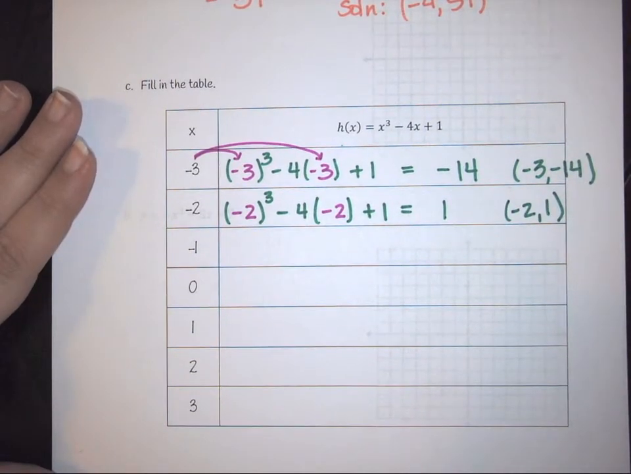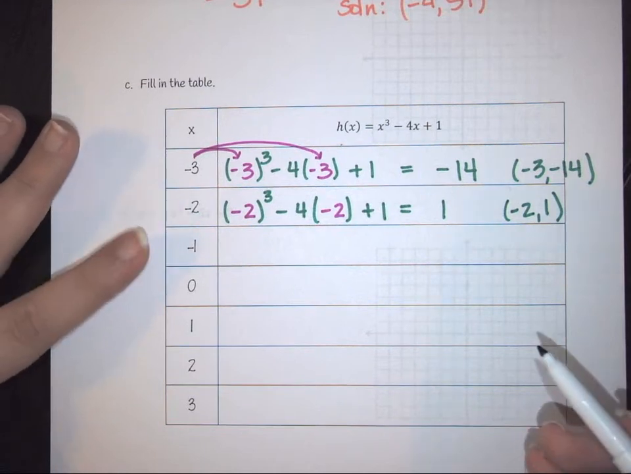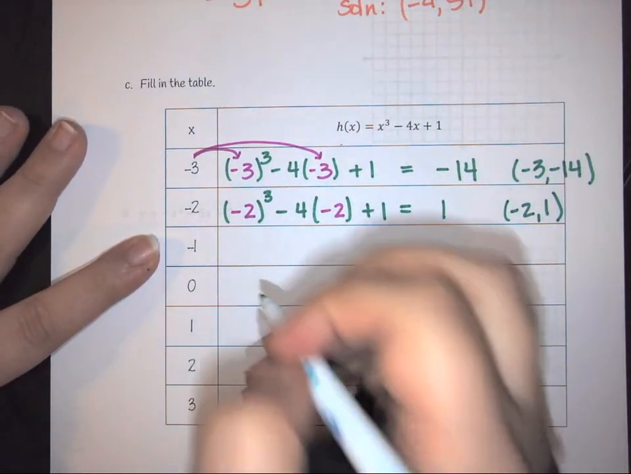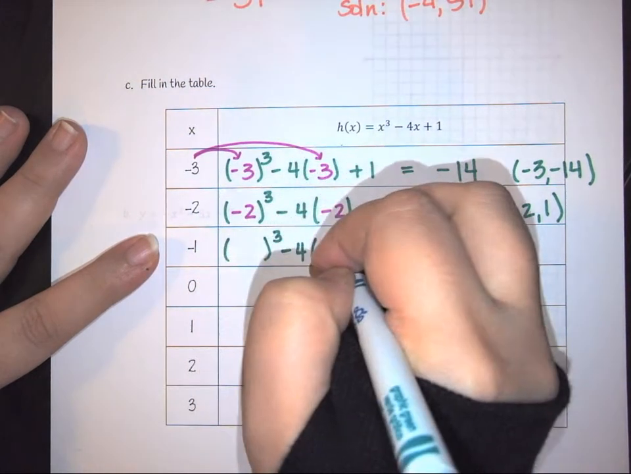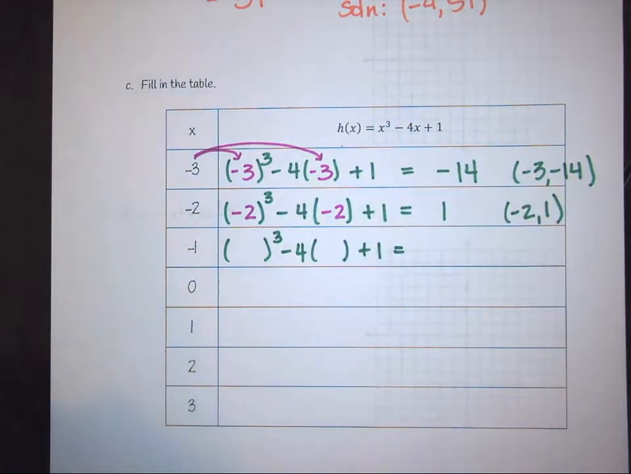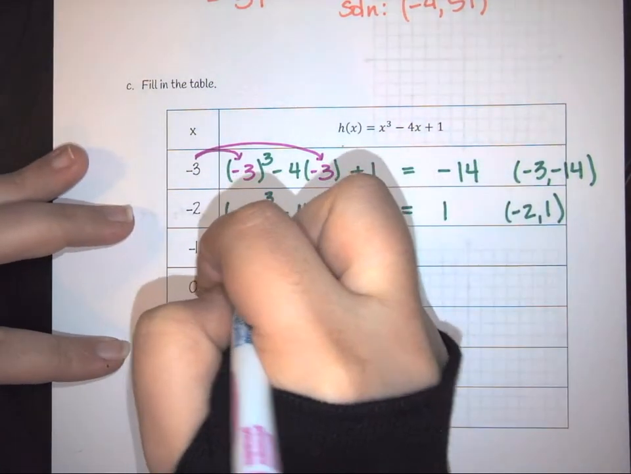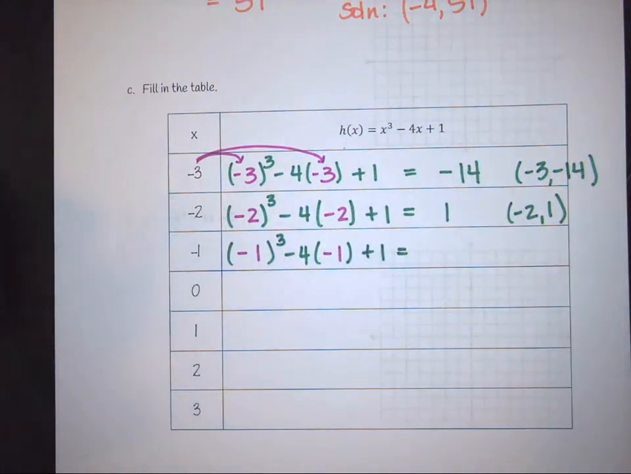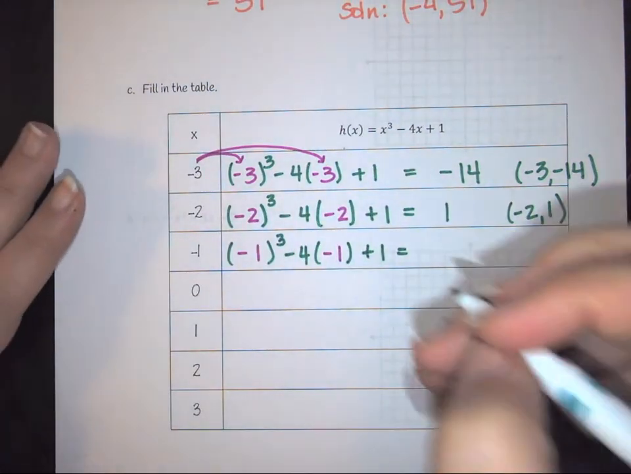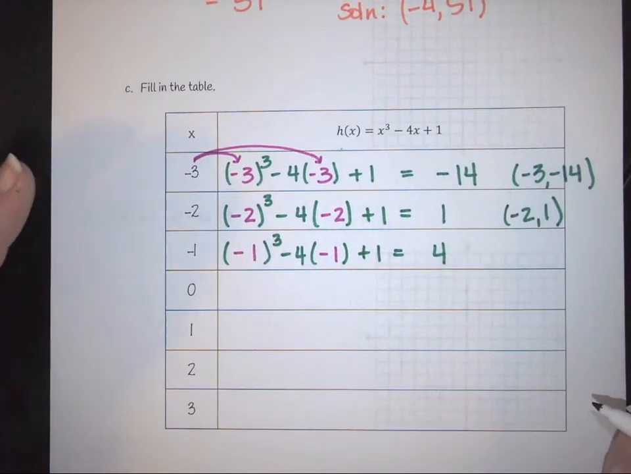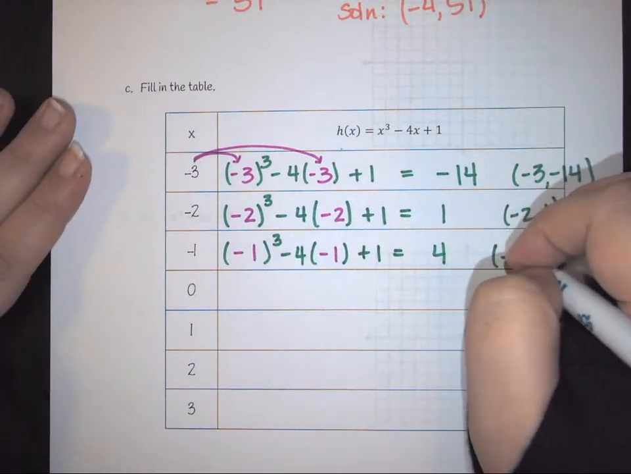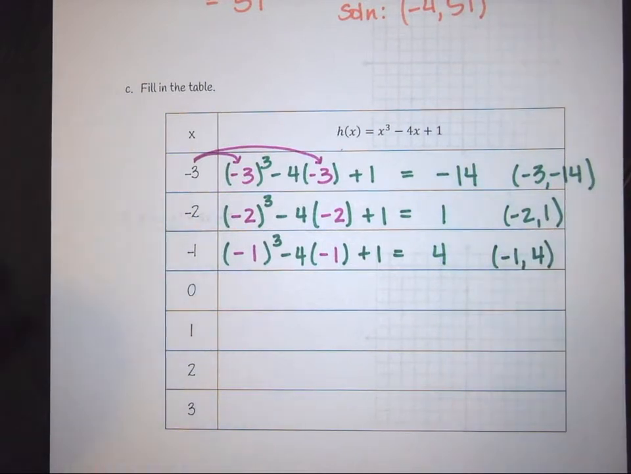Okay. So let's do it again. And this time I'm using a -1. So again, I've got something cubed minus 4 times my something plus 1. That something is -1. When you evaluate at this point, you should come up with 4 as your answer. So please double check my work. And if you notice any mistakes, please let me know. After all, I do believe I'm only human. But that also means my solution now is the point -1, 4.